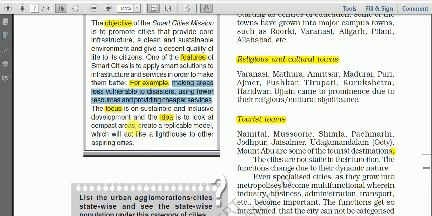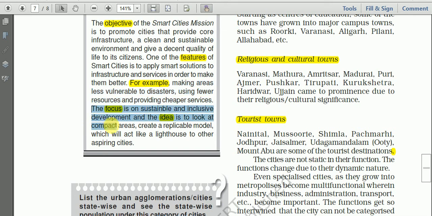See here, if the city is frequently flooded, then smart solutions can be applied. And when we construct some infrastructure, we may try to use fewer resources and provide cheaper services in the cities. Any kind of service must be cheap, maybe education, hospitality, health treatment, all kinds of services must be cheap. It should not be costly.